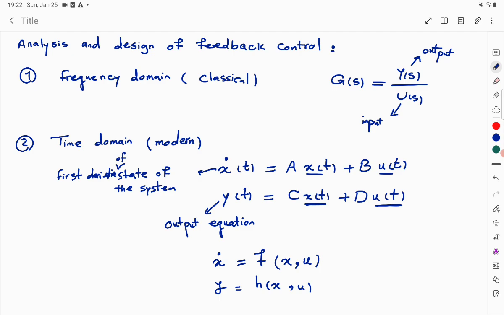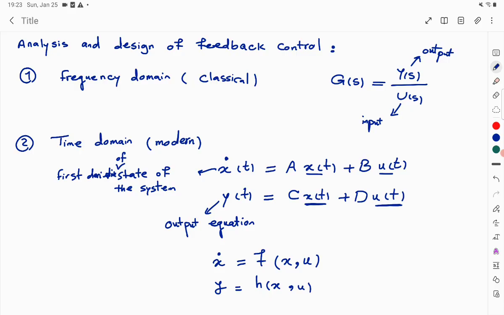Well, you can see we have two types of approaches for analysis and design of feedback control. We didn't enter design yet. We are talking about representation before designing feedback control. But these representations are different. For instance, think about why do we need to go to time domain representation? Why don't we just focus on frequency domain?